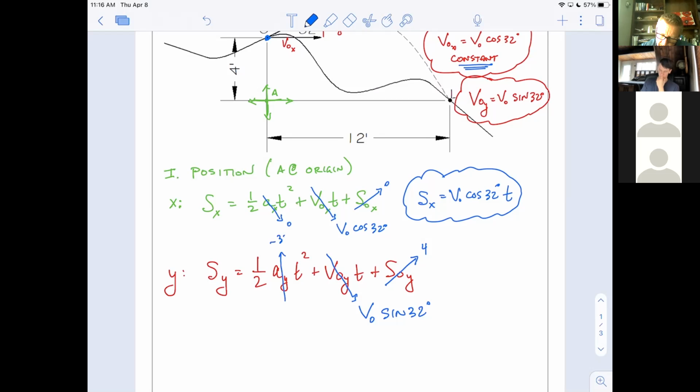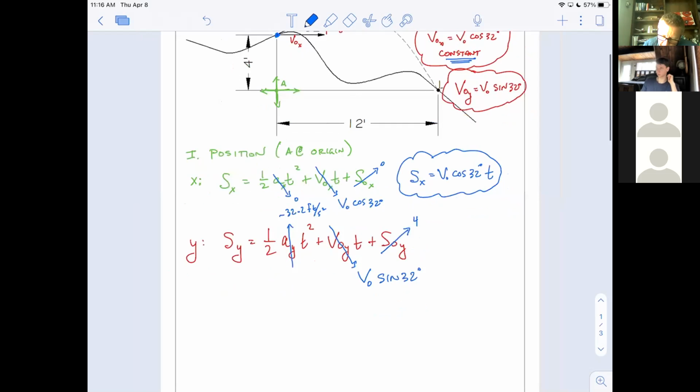Why is it negative? It's going toward, presumably, the center of the Earth, which is down. Gravity's pulling you down. That's exactly right. So that doesn't go away this time.